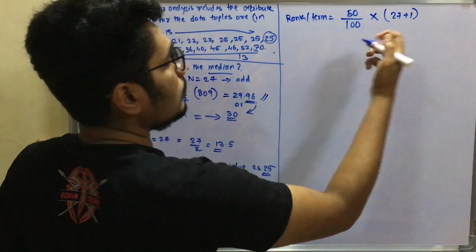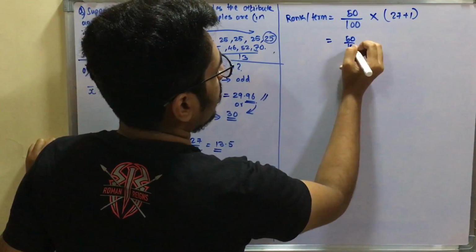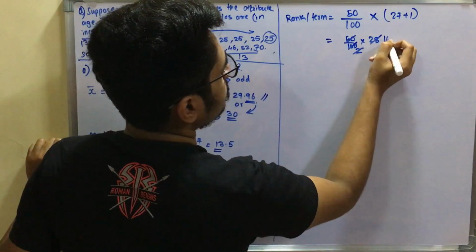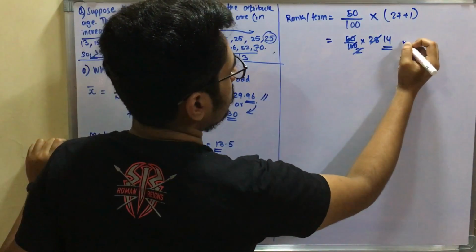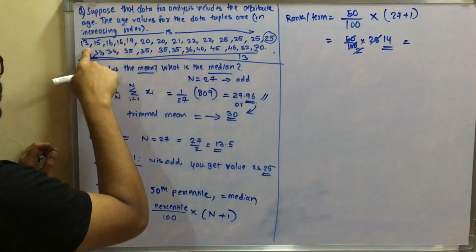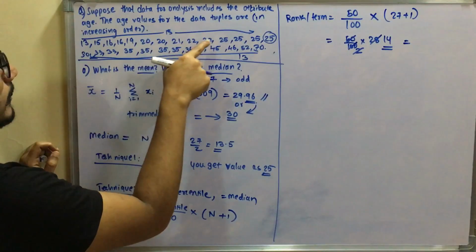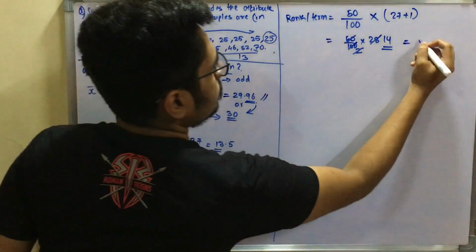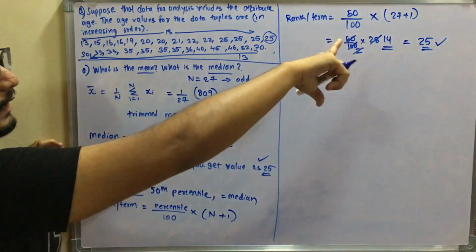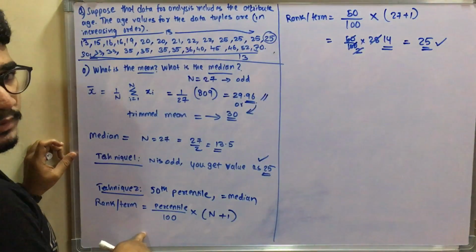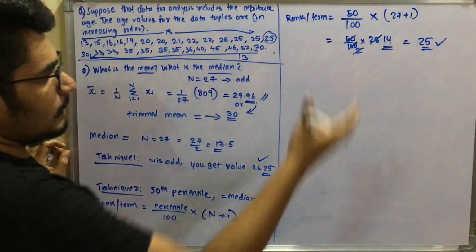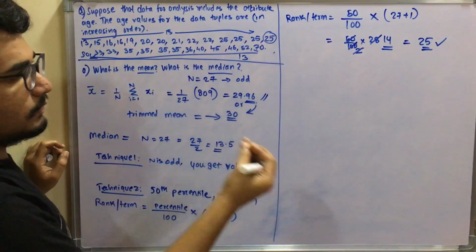Whatever is in the bracket, you first solve that. So 50 divided by 100 multiplied by 28 gives 14. So 14 is the rank or the term. The value corresponding to the 14th term in this data set is, counting 1, 2, 3, 4, 5, 6, 7, 8, 9, 10, 11, 12, 13 and 14, 25. So you can do it either way, but I advise you to use this technique, as the other will be a tedious job when you have a large data set. So these were the two techniques to find the median.